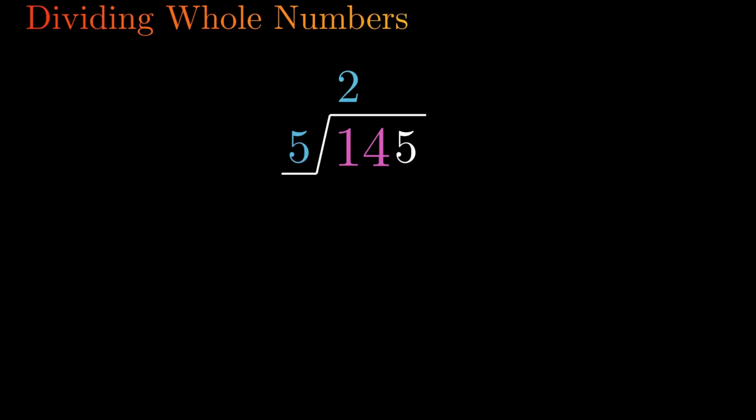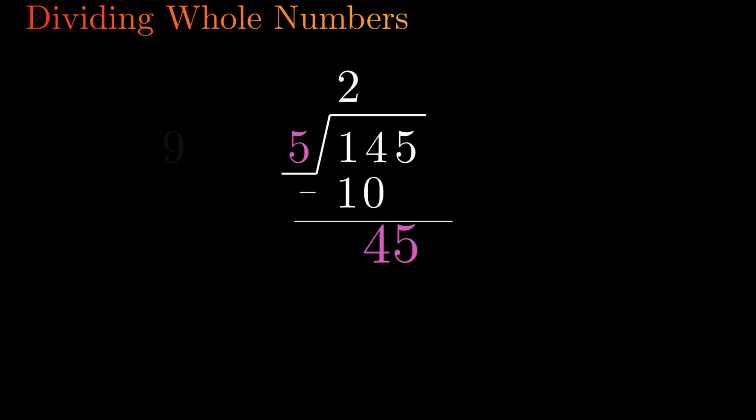Next, we multiply. 2 times 5 is 10. We write the 10 underneath the 14. And then we subtract. 14 minus 10 is 4. We're not done. We bring down the next digit, the 5, next to the 4. Now we repeat the process. How many times does 5 go into our new number, 45?